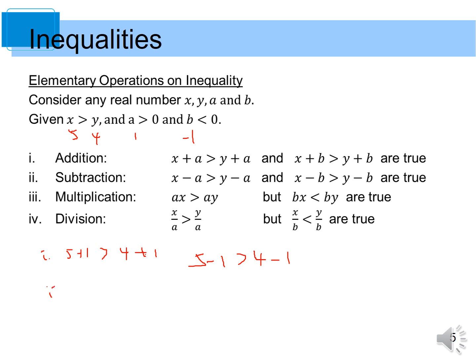And one more, you can take the third. ax greater than ay, where a is 1, x is 5, greater than a is 1, y is 4. So it's true. But then bx less than by, b is negative 1, x is 5, b is negative 1, y is 4.